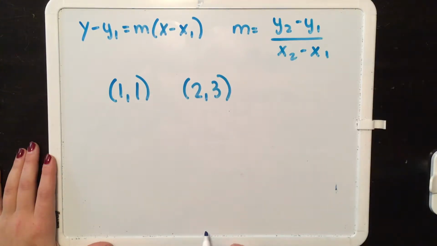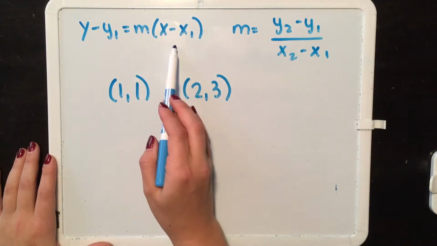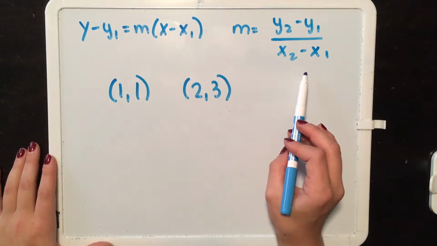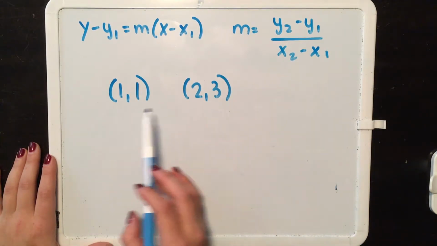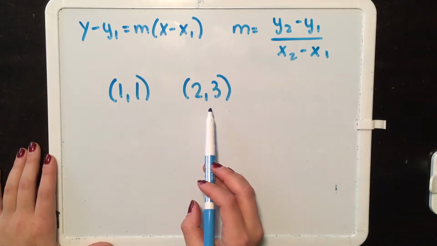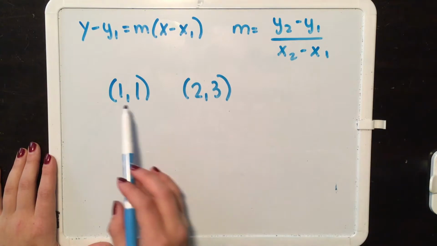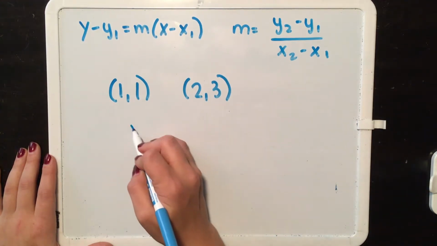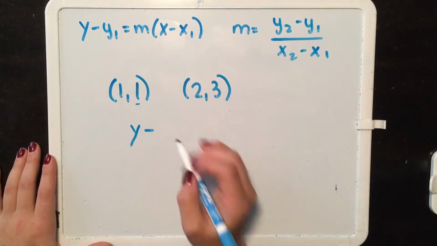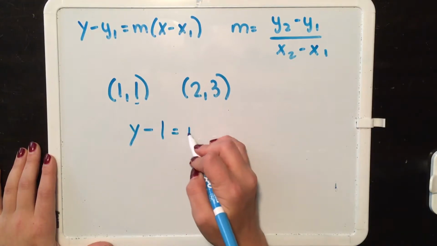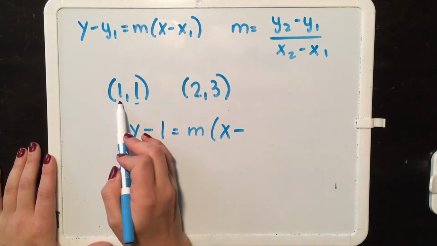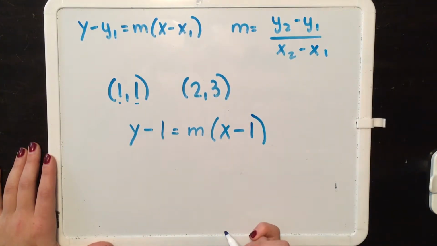The point-slope form of a line is given by this equation here, and the formula for the slope is given here, and we can use this as a reference in the next few examples. This first example uses these 2 points, (1, 1) and (2, 3). If we're going to use point-slope form to set up the equation of this line, we have y minus y1, which is our first y coordinate, equals m times x minus x1, our first x coordinate, which is also 1.